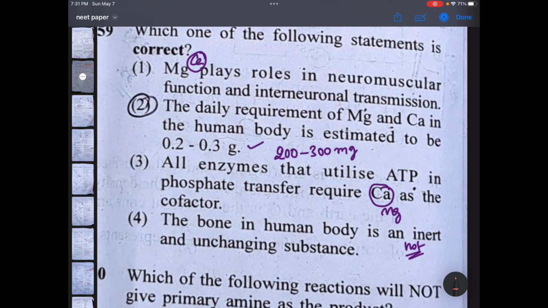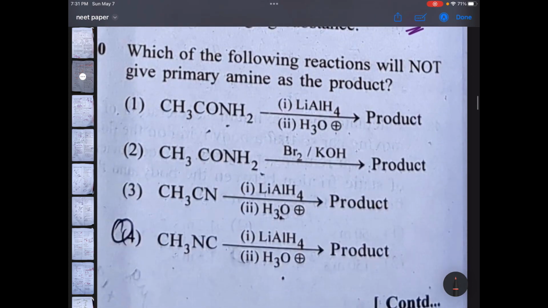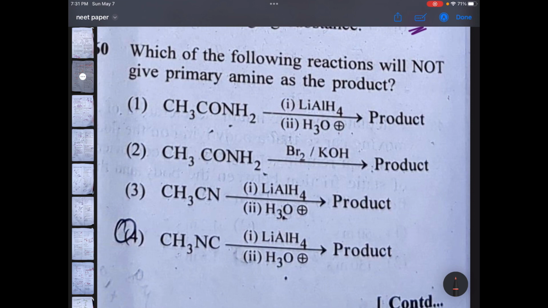So right statement. Which of the following reactions will not give a primary amine? First one will give you a primary amine because this is simple reduction. The CH2 will go. This is forming ethanamine.